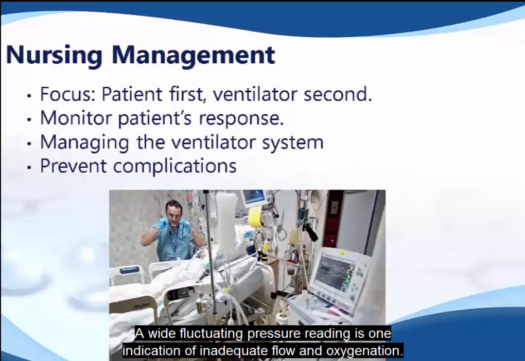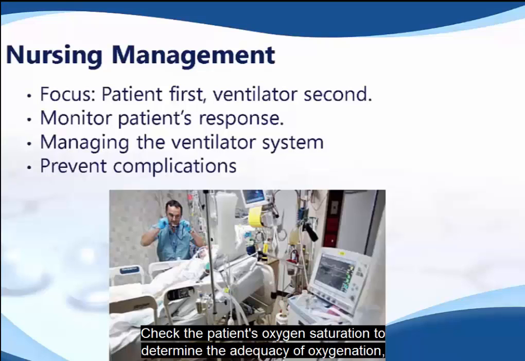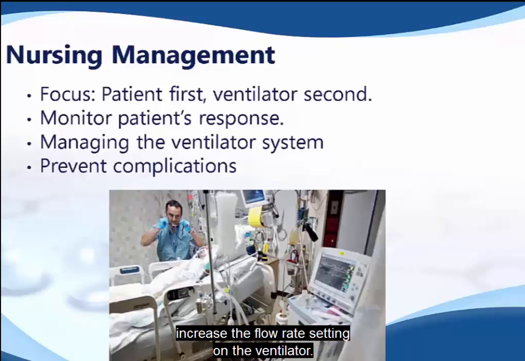A wide fluctuating pressure reading is one indication of inadequate flow and oxygenation. The patient may be air hungry from hypoxia. Check the patient's oxygen saturation to determine the adequacy of oxygenation, and if the saturation is less than adequate, increase the flow rate setting on the ventilator.